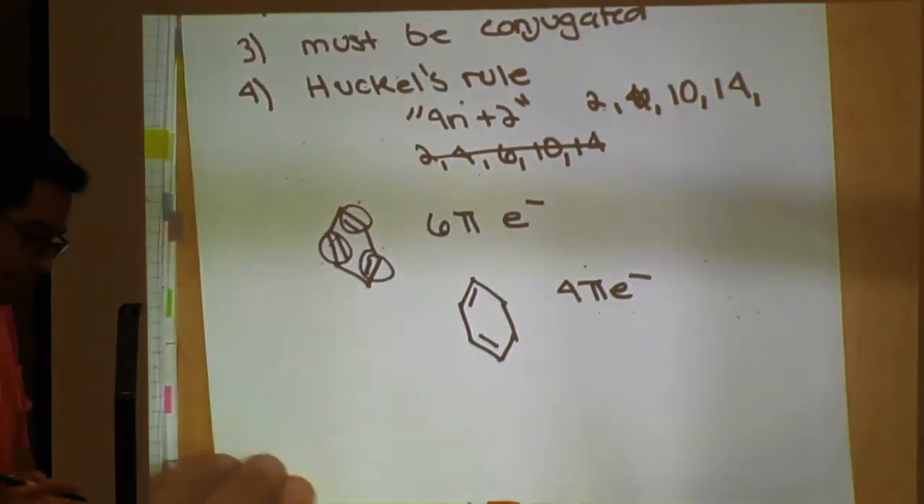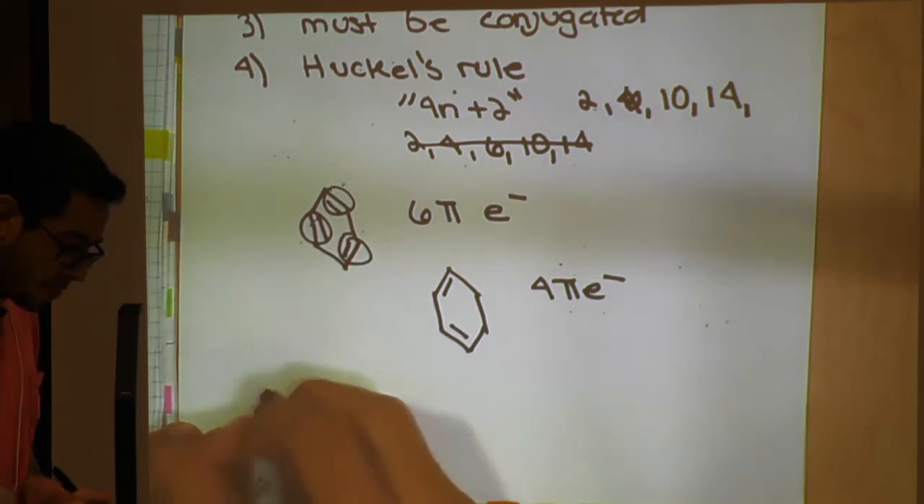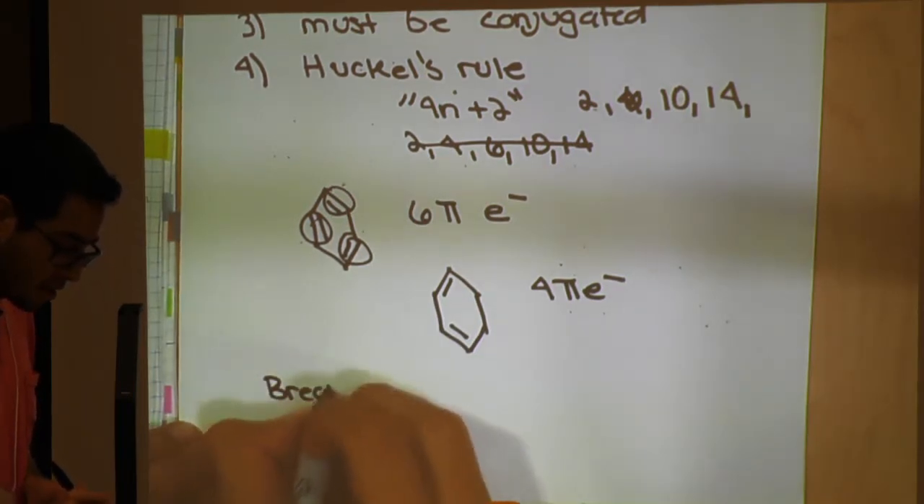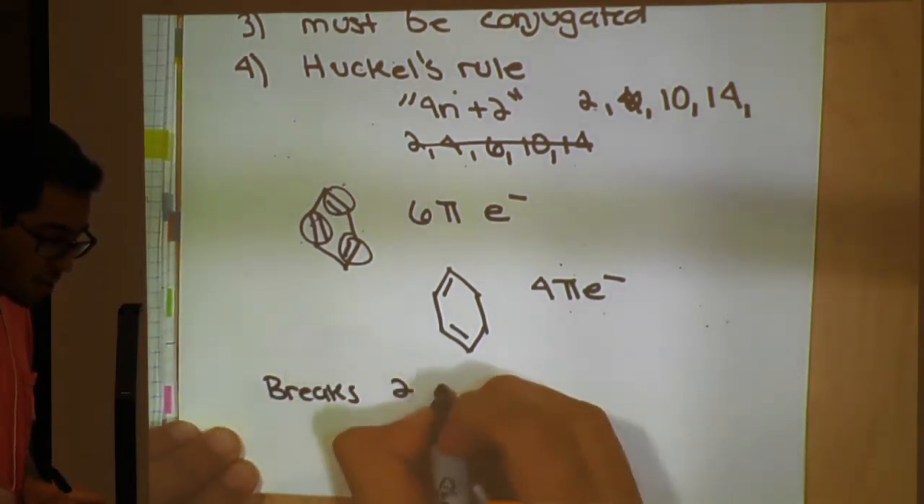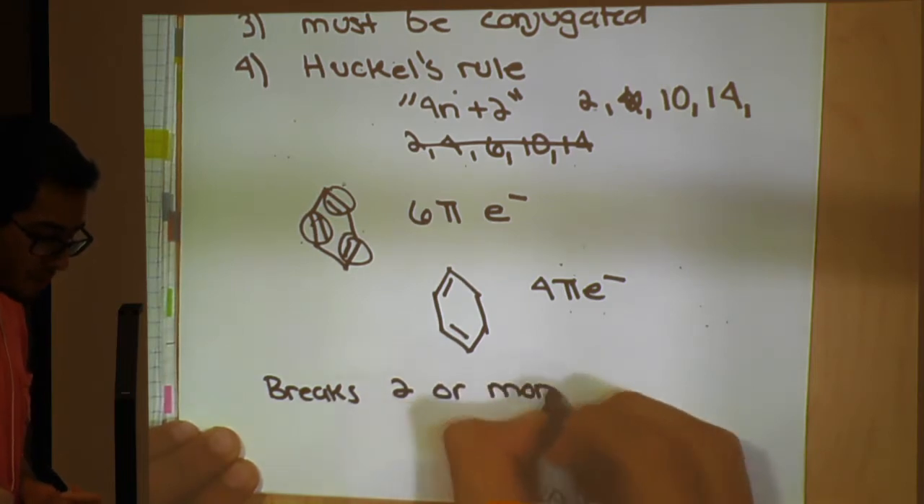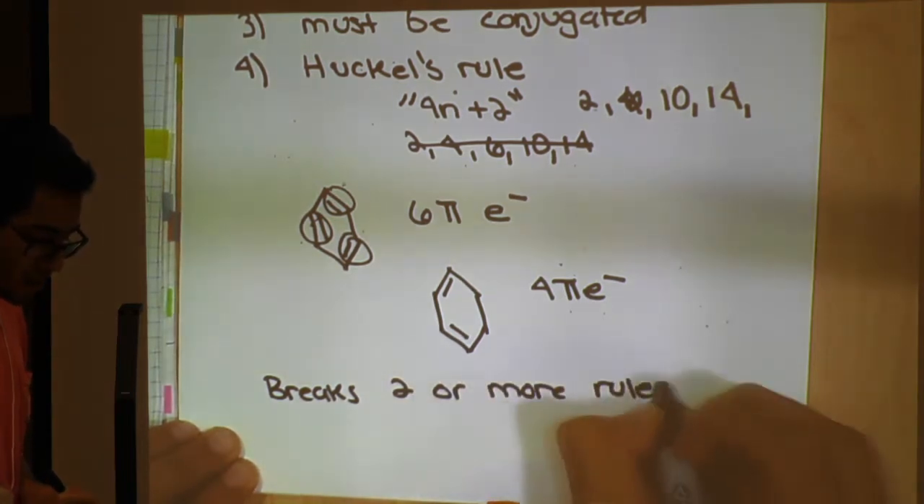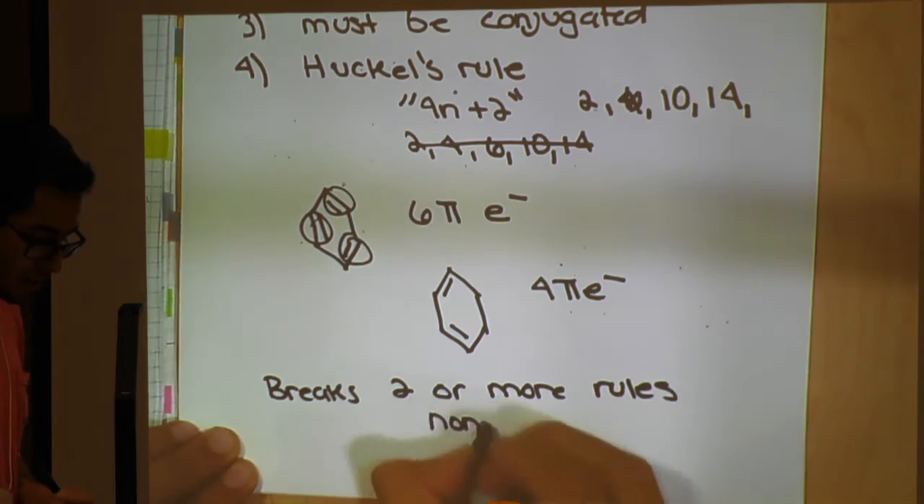So the idea here is if the structure breaks 2 or more rules, it's non-aromatic.